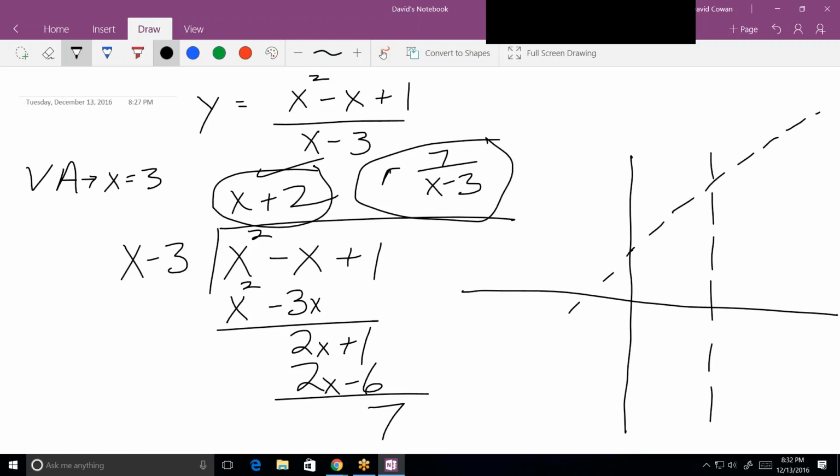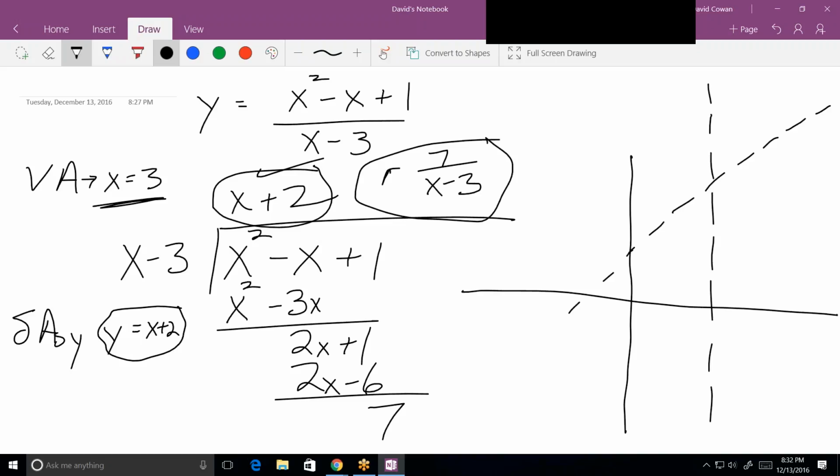Wait, I have a question here. When I'm writing slant asymptote equals, would I write that as y equals x plus 2 because it's the equation of it? Yes. So the slant asymptote is an equation of a line just like the vertical asymptote or horizontal asymptote is, only y equals x plus 2. That is the equation of the slant asymptote.